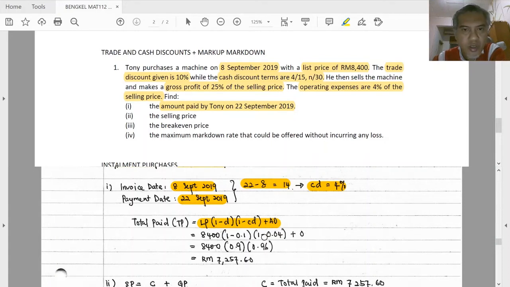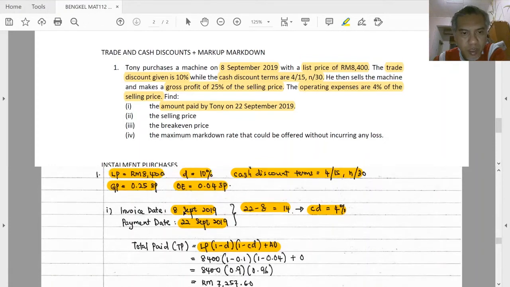So in this situation, there's no additional charges, so AD will be equal to 0. So substituting the values, LP is equal to 8,400, and then 1 minus 0.1, which is 10% for D, and then 1 minus 0.04, that is 4% for the cash discount. So when you evaluate this value, the total amount paid will be 7,257.60. That is the amount paid by Tony on the 22nd September 2019.